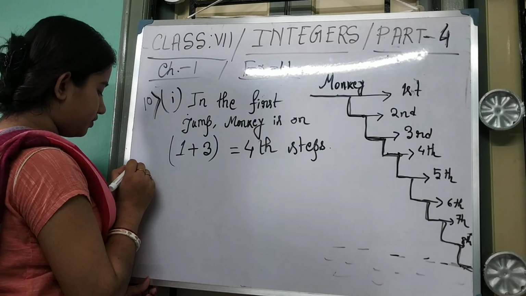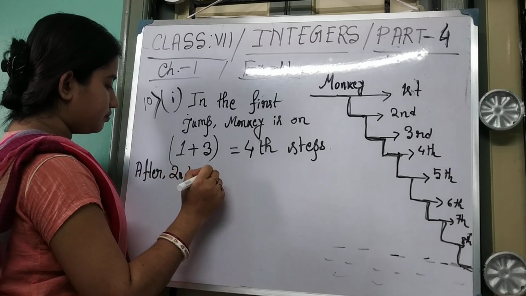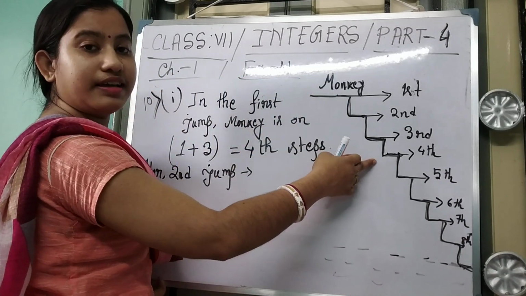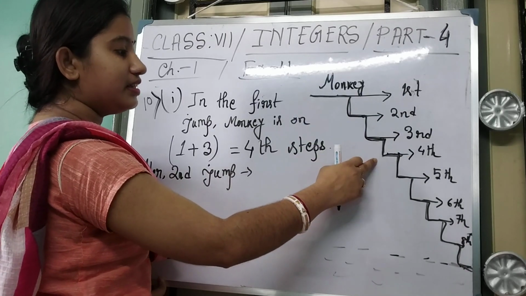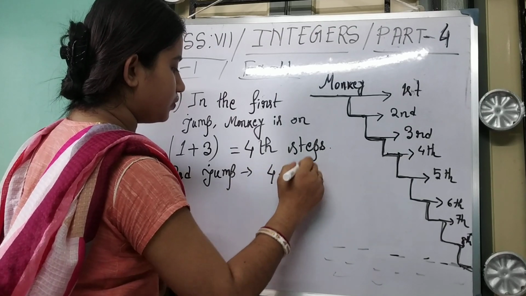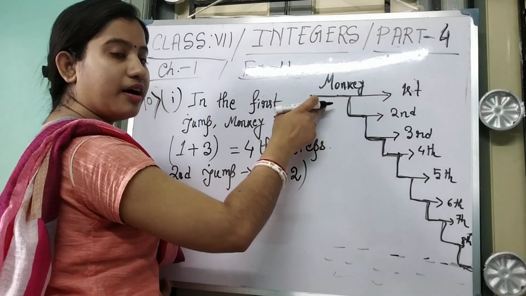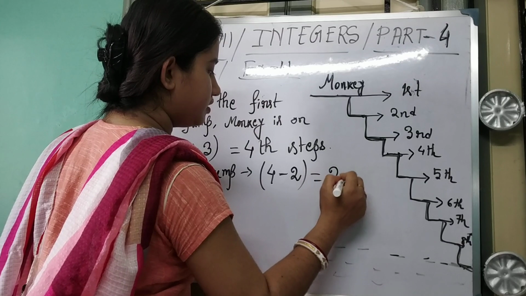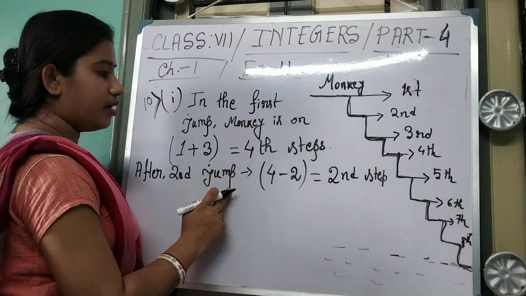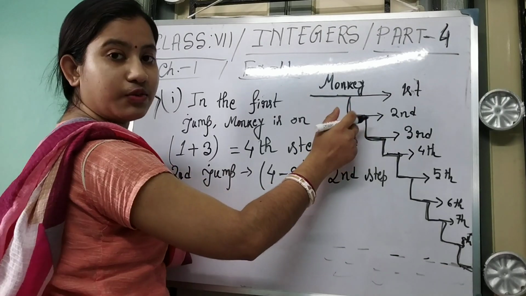So after the second jump, the monkey jumps 2 steps up from this step. From the 4th step, 4 minus 2, 2 steps up. So 4 minus 2, that means the second step. So after the second jump, the monkey is on the second step, that means this step. So this is not the 9th.